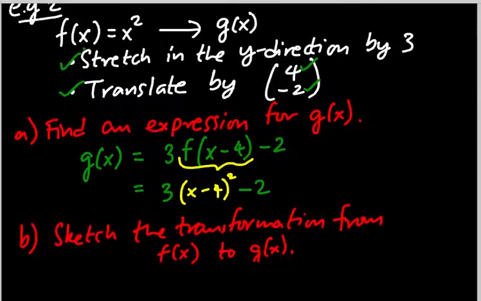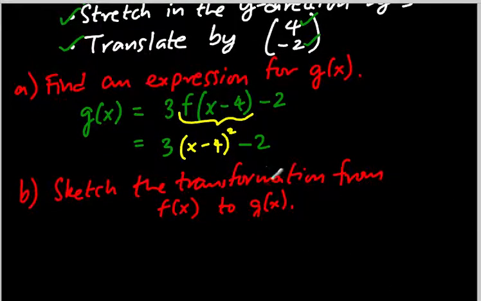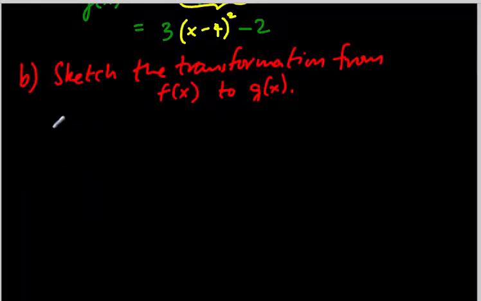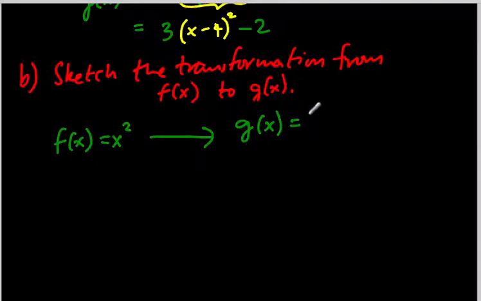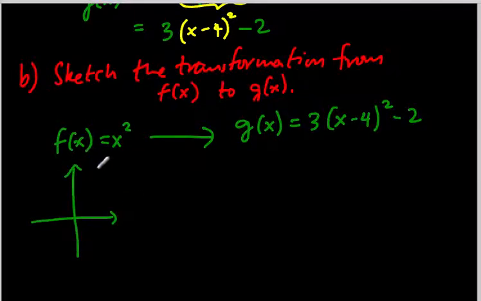Now let's go to the second part. Part B says, sketch the transformation from f of x to g of x. So now this is actually the simpler part. So we know that f of x is our parent function, which is f equals x squared. And our g of x, which we just found out, is 3 times x minus 4 squared minus 2. And now let's simply sketch it. So we have that right there. This is simply the parabola that has the vertex 0, 0. And boom, we are done with that.